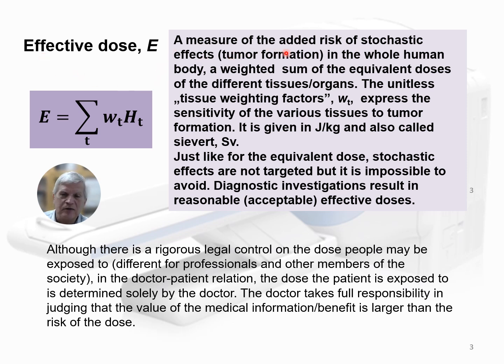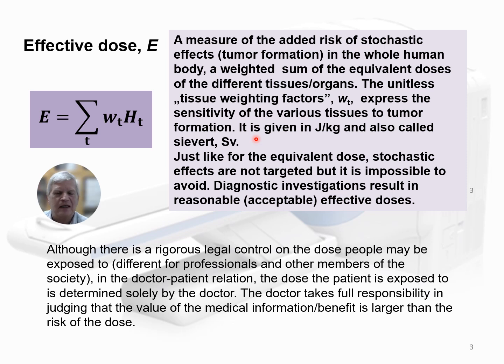This is a measure of the added risk of stochastic effects, tumor formation in the whole human body, a weighted sum of the equivalent doses of the different tissues or organs. The unitless tissue weighting factors express the sensitivity of the various tissues to tumor formation. It is given again in joule per kilogram, and it is again sievert.